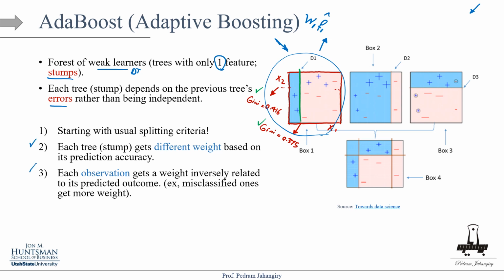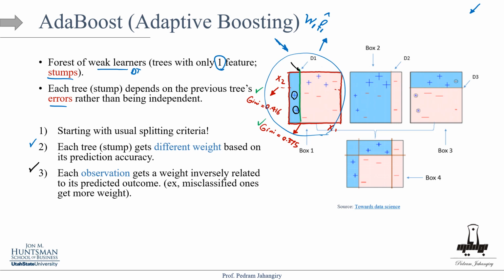Okay, then there's another weighting going on behind the scenes. That weighting is the weighting of the observations themselves. So let me use black. So each observation is going to get a weight inversely related to its prediction outcome. So look at this split. Anything to the left is called blue. So these are good observations, so the weight is going to be smaller, right? Because they're not misclassified. Remember, the weights within each tree for each observation are inversely related to the predicted outcome. So these are correct classifications. The weight is going to be small.